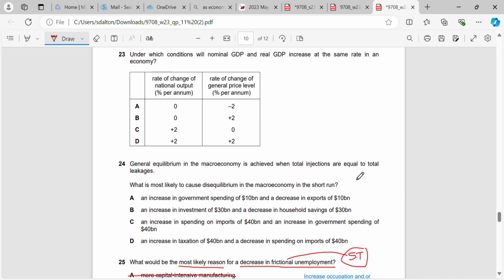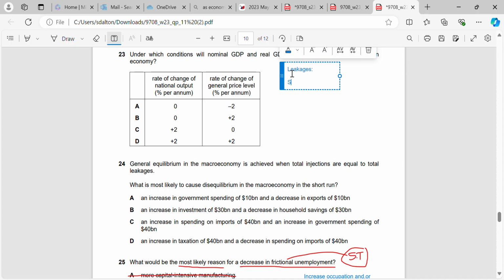Okay, 24. So general equilibrium in an economy is achieved when total injections are equal to total leakages. What is most likely to cause disequilibrium in the macroeconomy in the short run? Okay, so the first thing we're going to do is put it up here, right? So leakages and injections, we need to know what our leakages are and we need to know what our injections are.